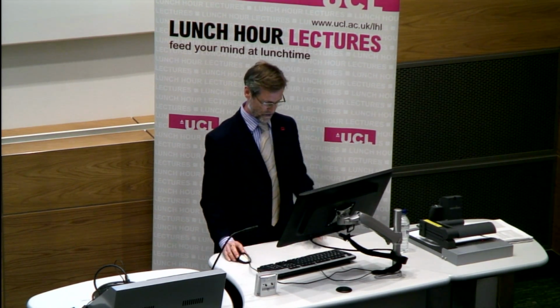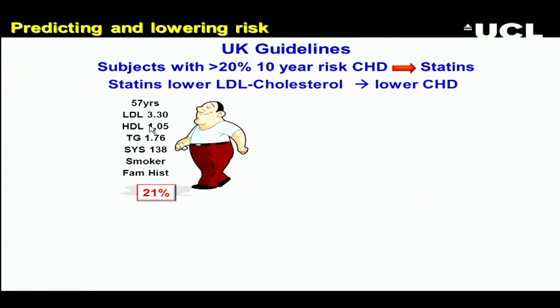So here's a typical UK punter. You can see his age, his LDL cholesterol, HDL, blood pressure. He's a smoker. He has a family history. If we stick that into a risk algorithm, which the government says we should use, his 10-year risk comes out at 21%. So, right, no problems. The doctor doesn't have a problem. Give him a statin.